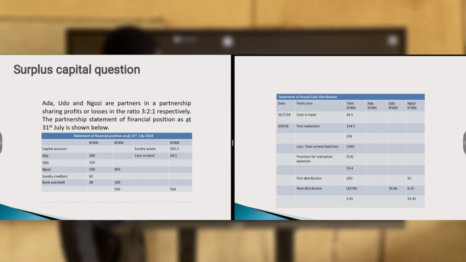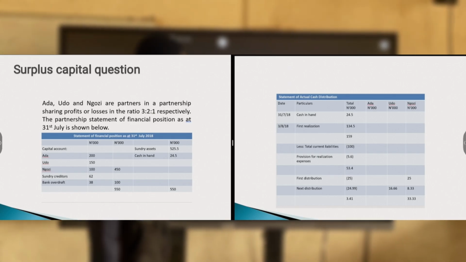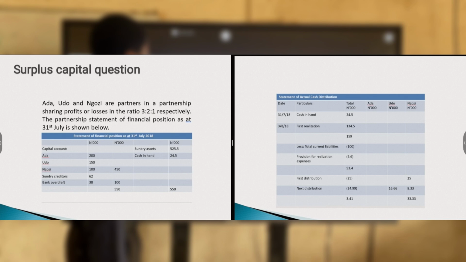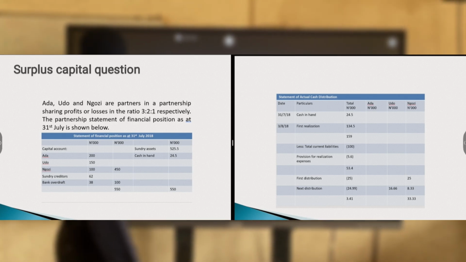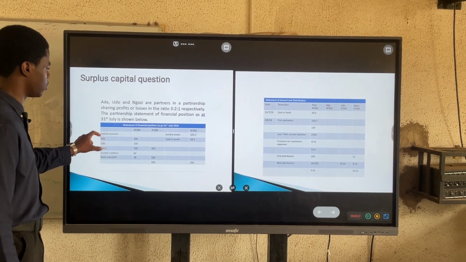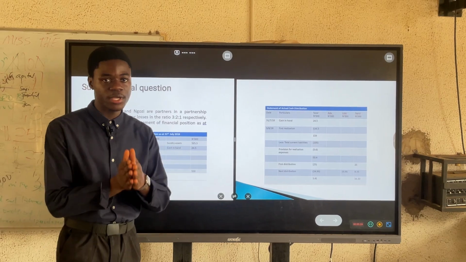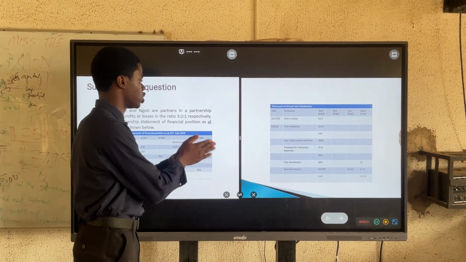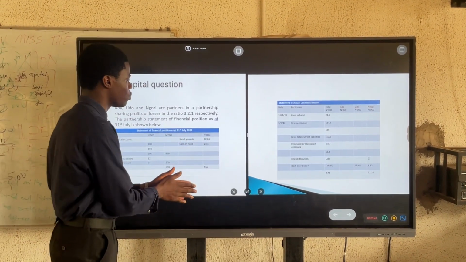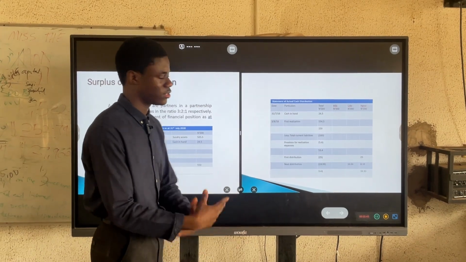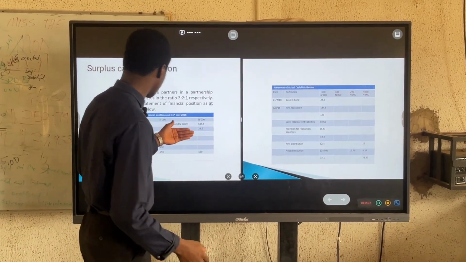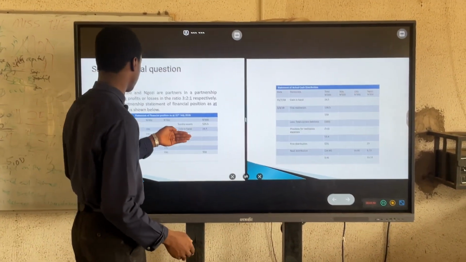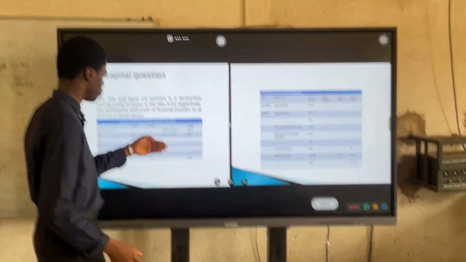So the main deal now is the statement of actual cash distribution. Let's check the previous financial position. Like I said, the main deal is preparing the statement of actual cash distribution. That's the end goal. It's more like a cash account. So what was the cash that was in the partnership before realization took place? It was what?